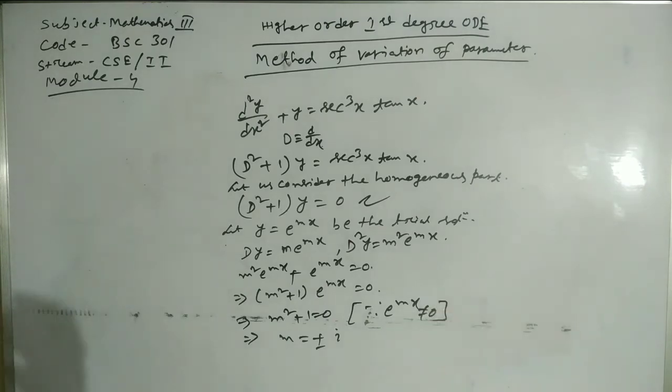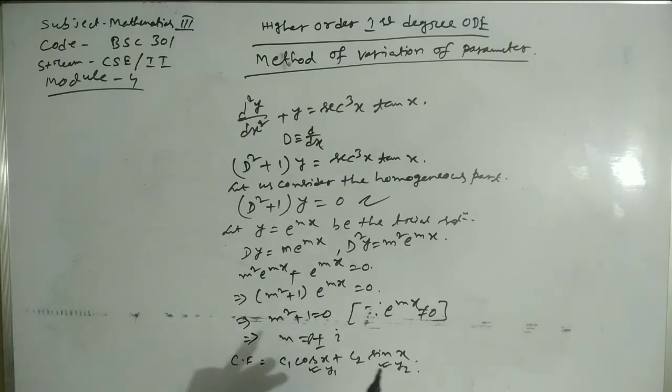Now I will write the complementary function. So actually the roots are 0 plus minus i. Real part is 0 and imaginary part is 1. So CF will be C1 cos x plus C2 sin x. This is our complementary function. And we are naming this cos x as y1 and this sin x as y2. I told you that in complementary function there will always be two functions of x in case of second order ODE. Okay. So now I will find the particular integral. So I am removing this.